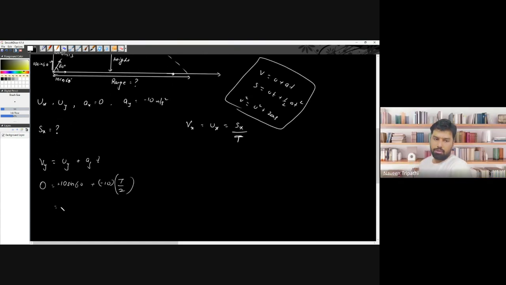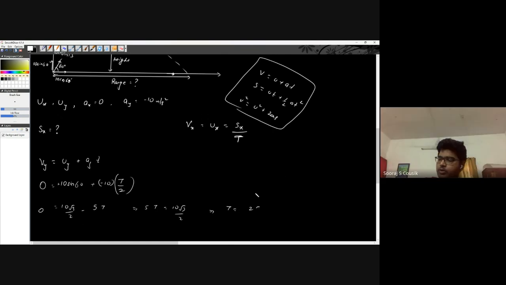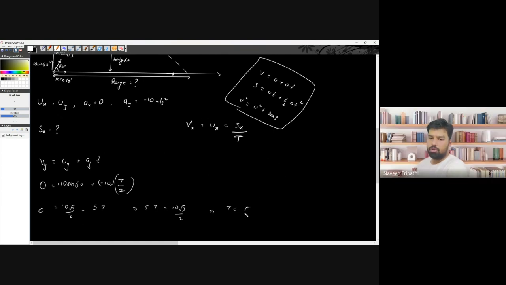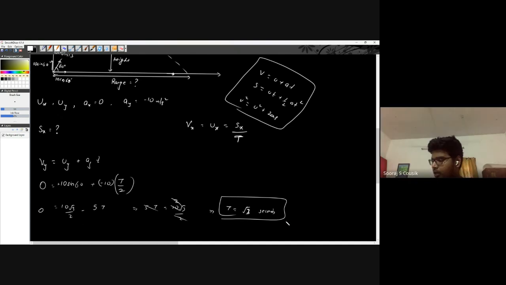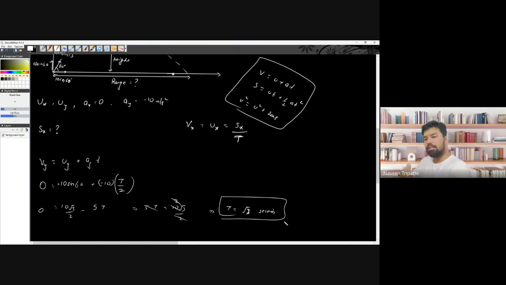What is it? 10 into sine 60 is root 3 over 2, and minus 10 into T by 2 is 5T. So 0, which is why 5T is equal to 10 root 3 by 2. Which is why, what is T? It is 2 into 10 root 3 by 10, which is root 3. I'll simply write root 3 and substitute the value later. Because 5 times 2 is 10 and the 10s get cancelled. So T is directly root 3 seconds. This is the entire journey time. The entire journey got completed in root 3 seconds.